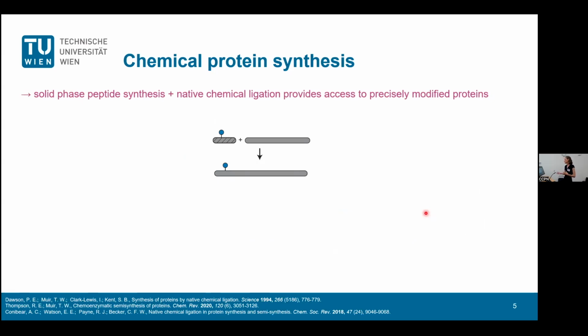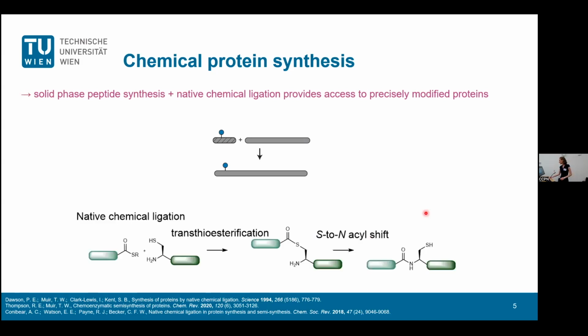So here we come to native chemical ligation, which has several tools. This is probably the most widely used and most versatile for joining segments of proteins, peptides, together to assemble a whole protein. And these segments can either be all synthetic or partly synthetic and partly recombinant. The reaction works like this.